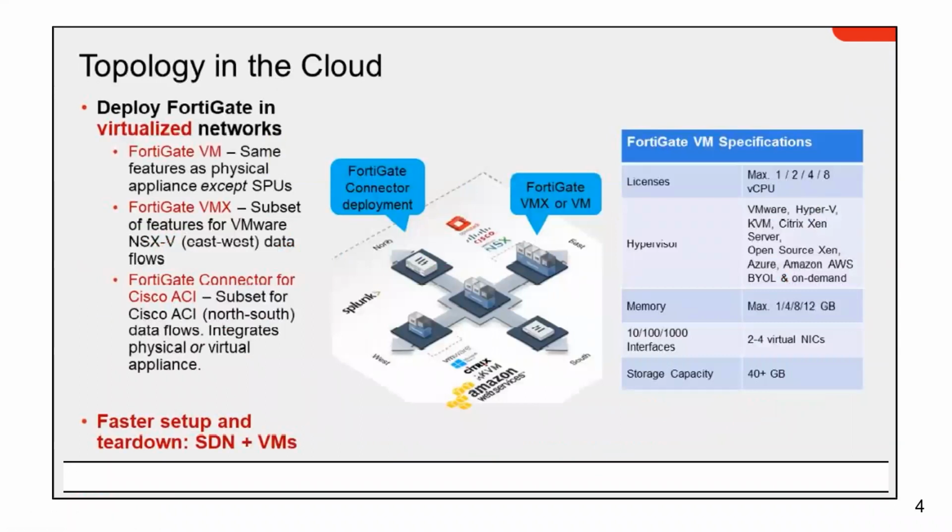Okay. Now we are talking about the deployment of the FortiGate firewall. So you have the FortiGate in the VM category. This is what we are getting trained on as well, that we are using the FortiGate VM. It has the same features as the physical appliance except the SPU. Yes, of course, because SPU is something which is on hardware, right?